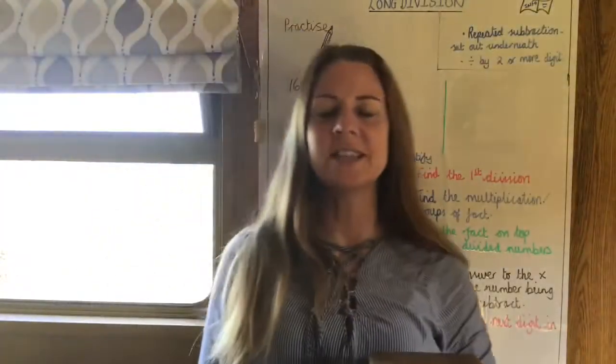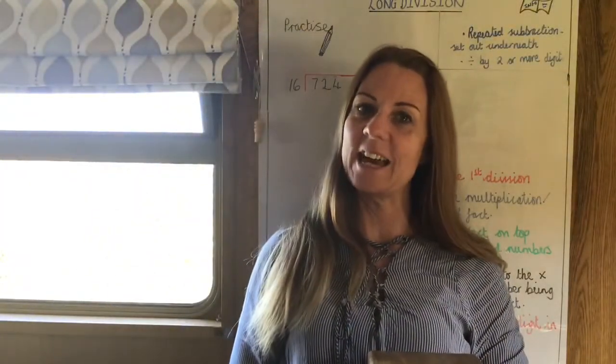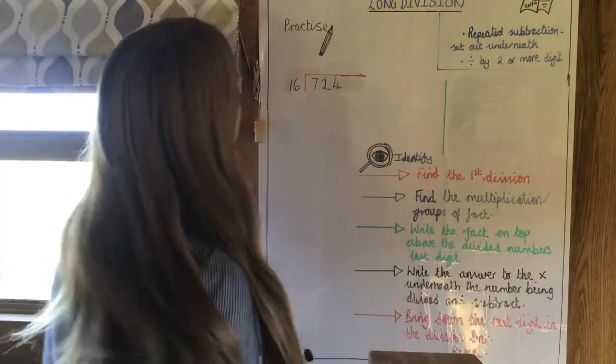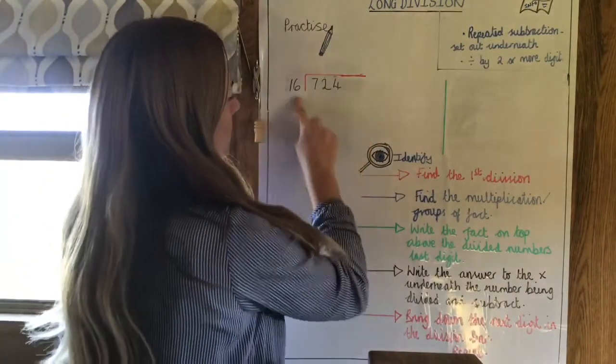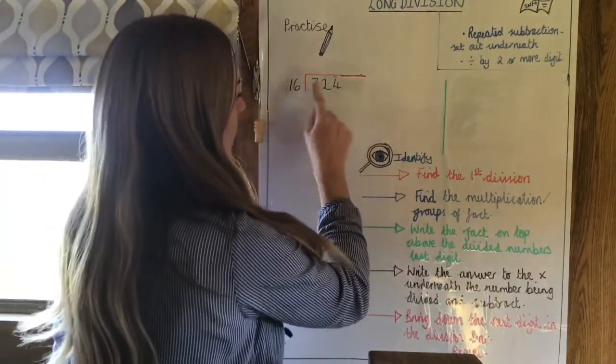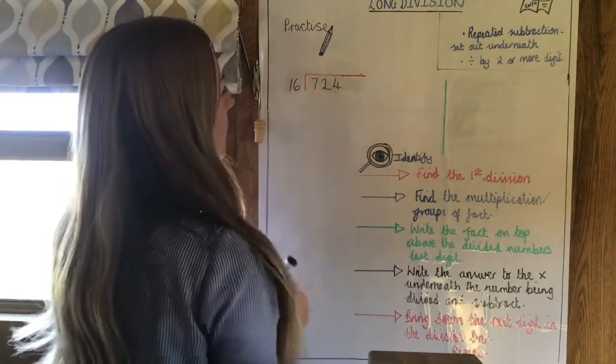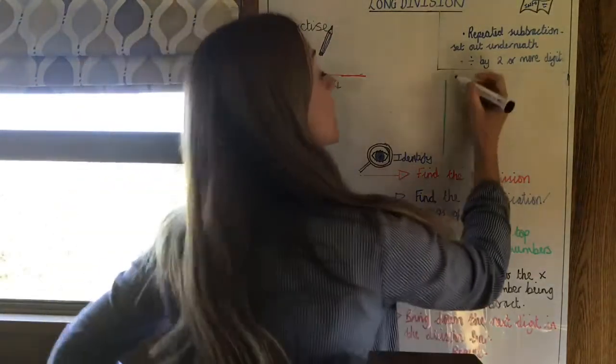So let's have a look at this one. This one will have a remainder. So we are doing 724 divided by 16. So our first fact is how many 16s in 72. So we do our 16 times table.